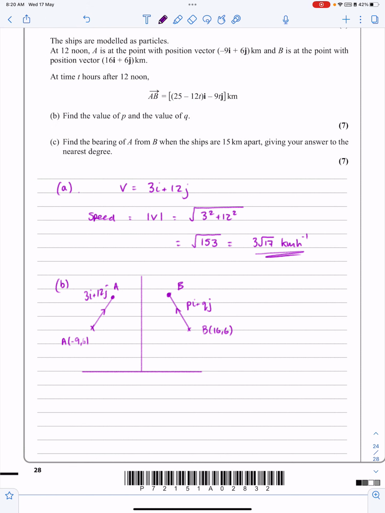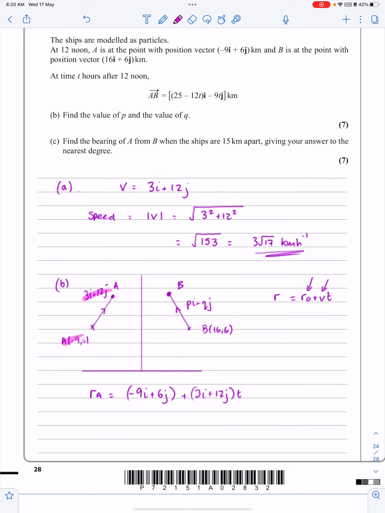If I use our standard r equals r0 plus vt, the vector equation of a line, quick reminder, that's the point that it starts off from, and that's the velocity that it's going with. I can quite quickly get an expression for rA. So rA, where does it start off from? And this is where that diagram's helping me a little bit. Plus 3i plus 12j t. And what definitely sometimes helps me is to now make sure that that one and that one are that one and that one there.